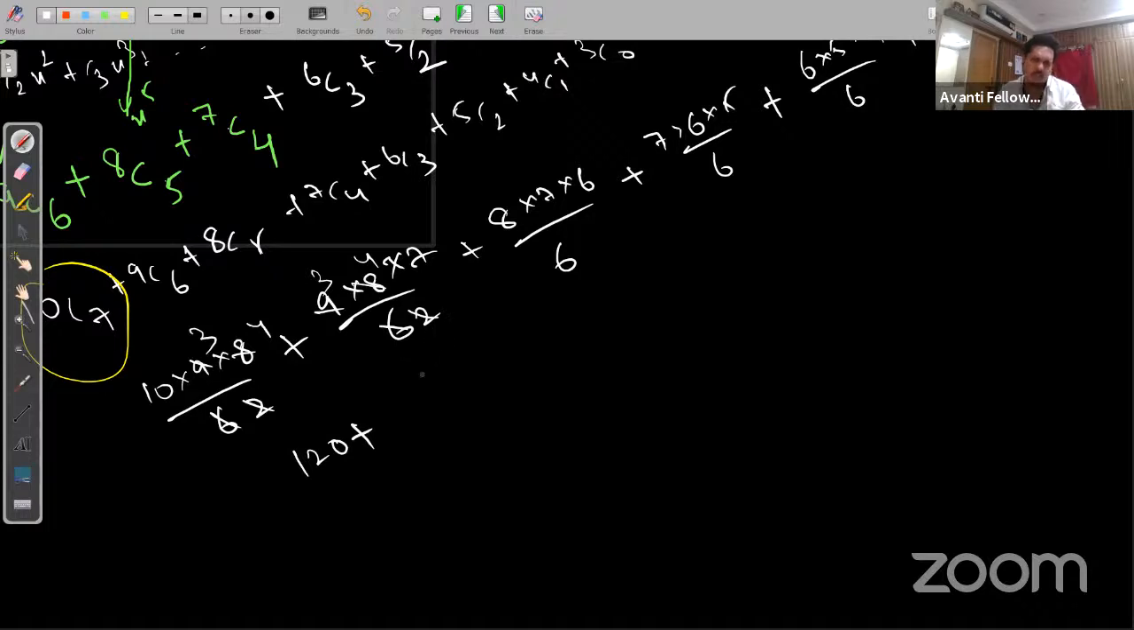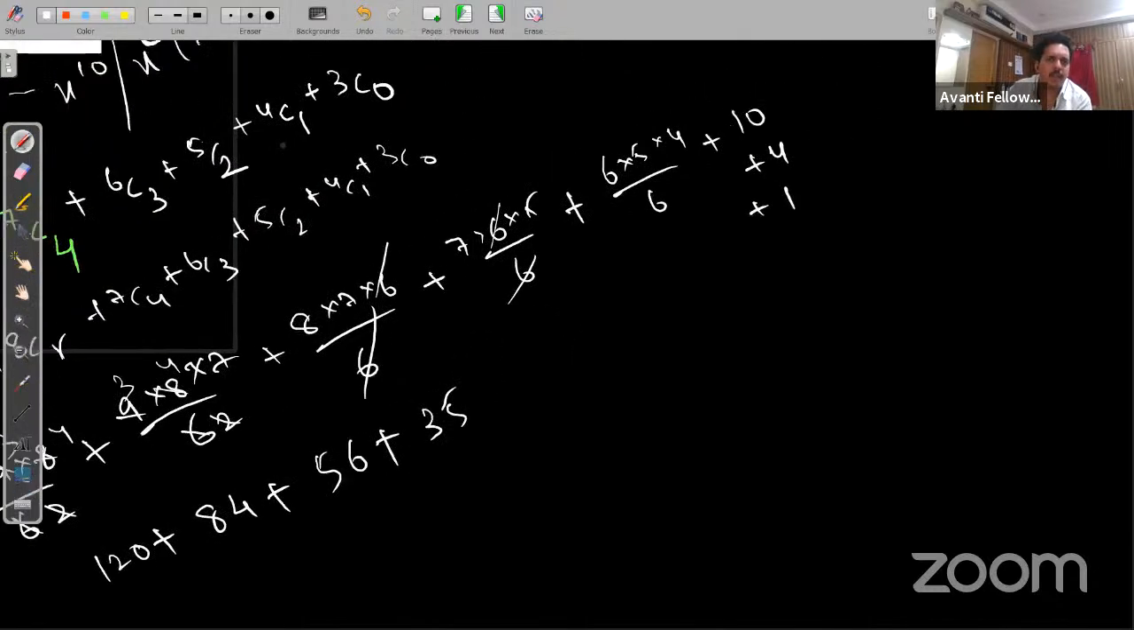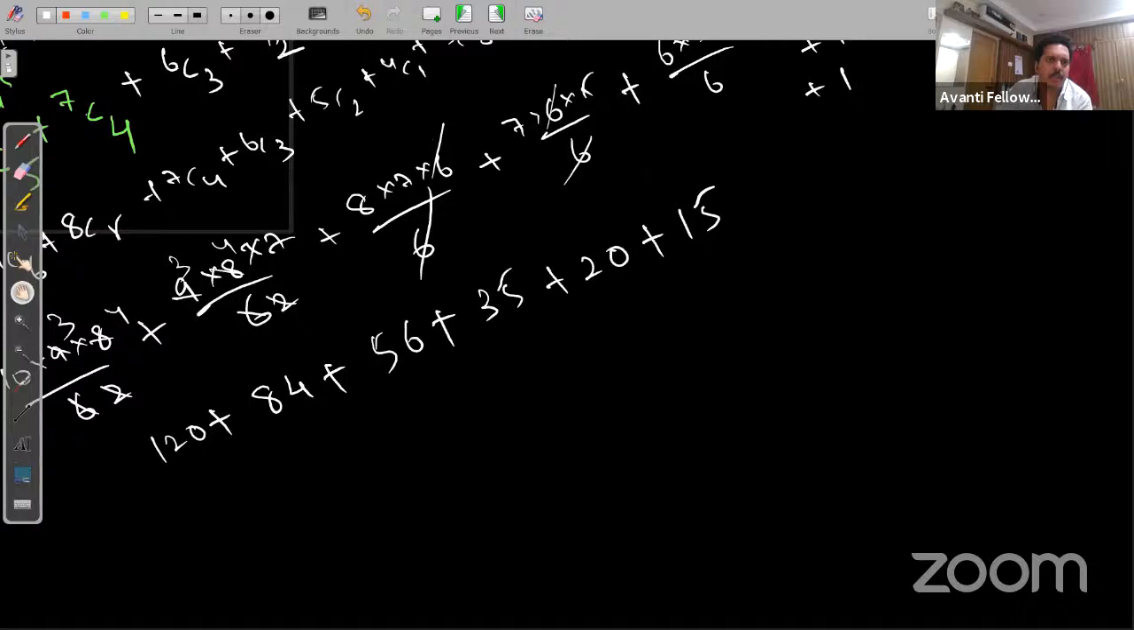So how much we are getting? 12 sevens are 84, plus the 6s have cancelled, so it is 56. Again the 6s cancelled, it is 35. The next one, again 6s cancelled, plus 20, plus 14, plus 1 is 15. Now try to add this, guys. 120 plus 84 is 204, 260, 295, 300, 330. 330 is your answer, okay?